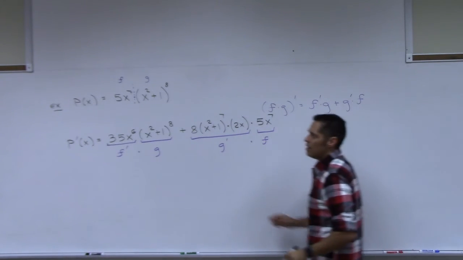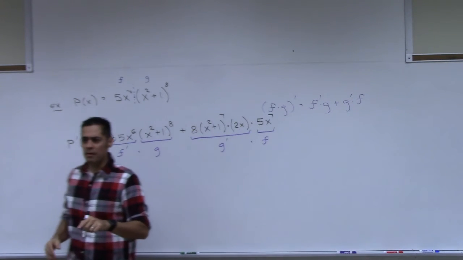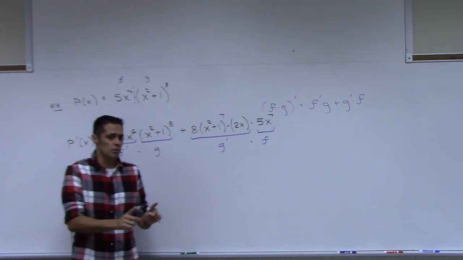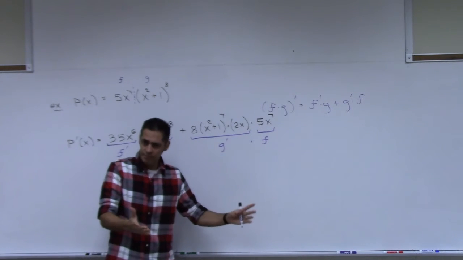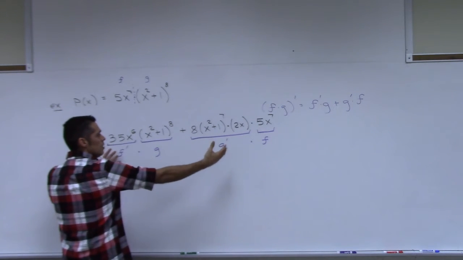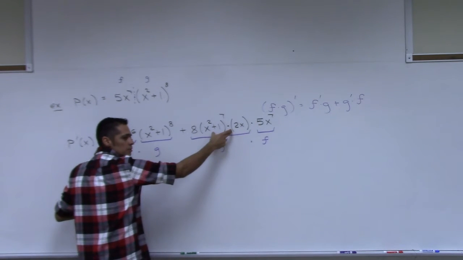So you could say this problem right here, to take its derivative, required a product rule, didn't it? But within that product rule, you had to do a chain rule. Yes, that's fair to say? So it required the product rule, but within it, you had to do a chain rule.